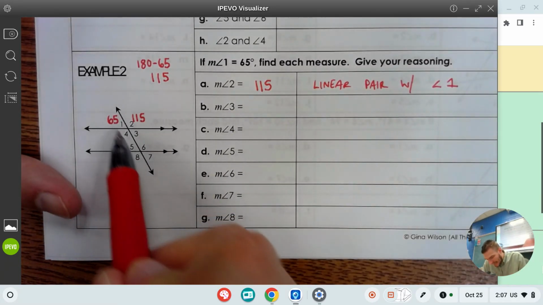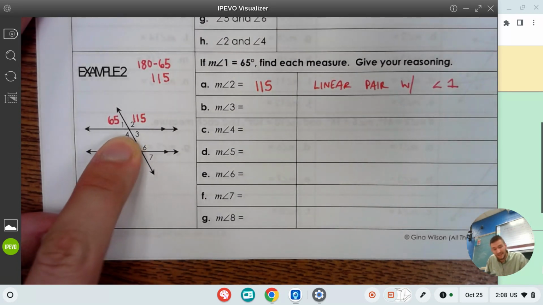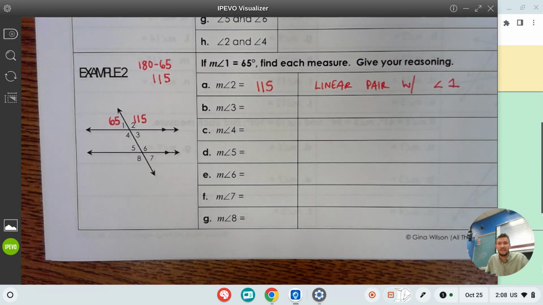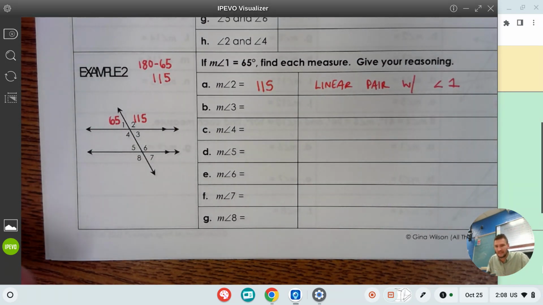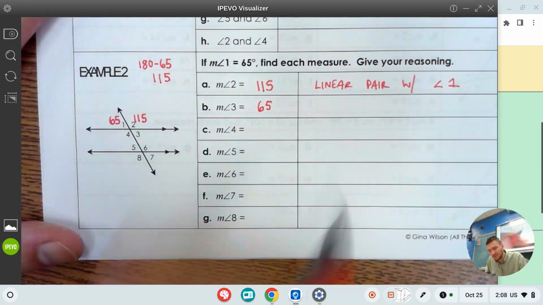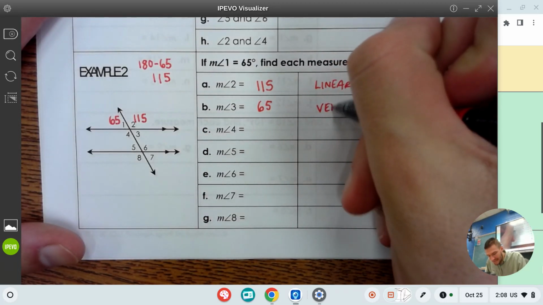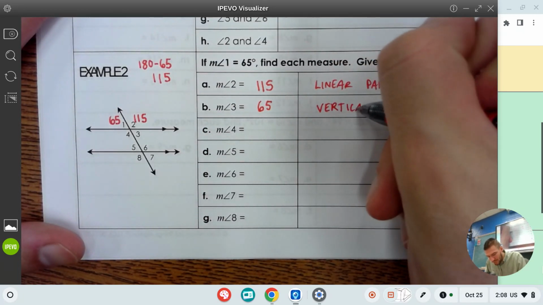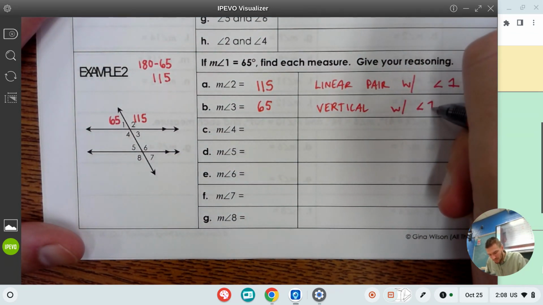Now let's look at angle 3. For the rest of these, we've only got 2 options. Low key, you can just flip a coin, you'll get a 50 on the quiz, right? It's either going to be 65 or it's going to be 115. Angle 3. Does that look like a 65? Does that look like a 115? It is a 65, but how could we know for sure? Because angle 3 is a vertical angle with angle 1.